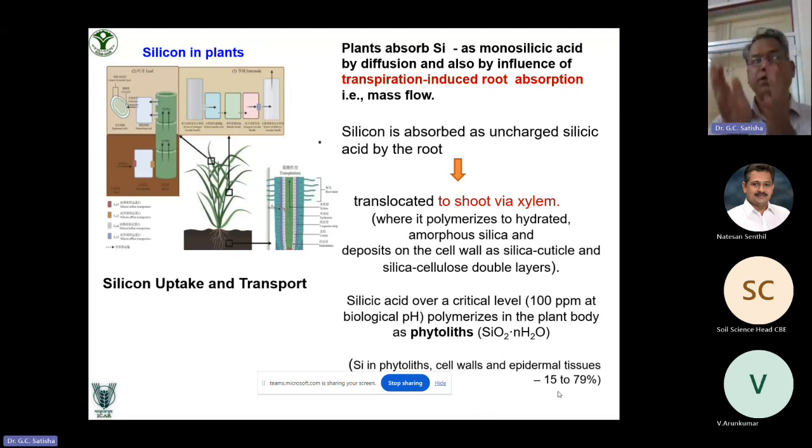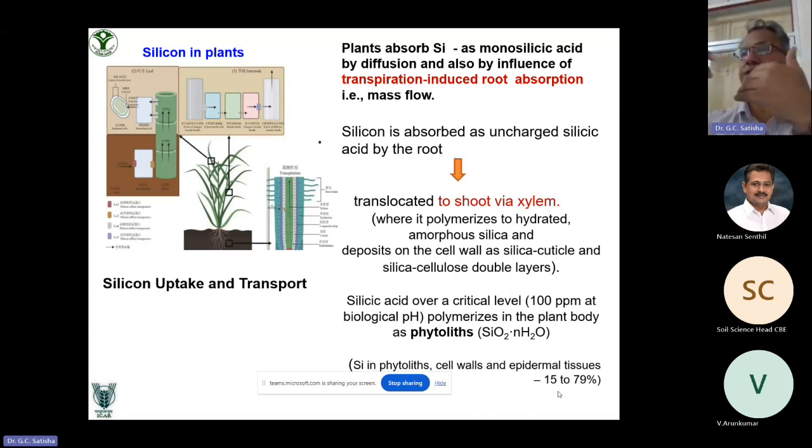In such cases, what happens? The soluble monomeric form of silica polymerizes and forms a silica gel type or silica salt type. That salt or silica gel forms phytoliths. These phytoliths are the main thing which enters the plant system and plays a significant role. This is the main mechanism by which silica acts against biotic and abiotic stresses. What we estimated is that almost 50 to 79% silica is there in phytoliths and cellulose and epidermal tissue.